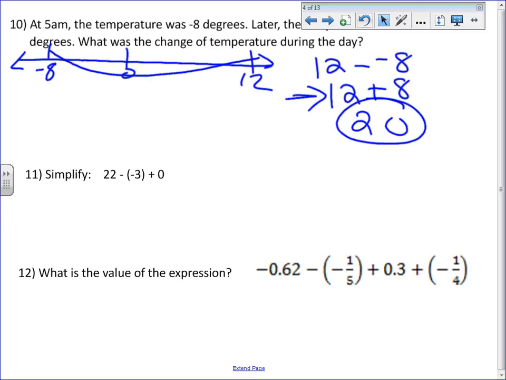Number 11, simplify just means solve. 22 minus negative 3 plus 0, well, plus 0 doesn't mean anything, so you don't have to do anything with that. 22 minus negative 3, keep change, so it's 22 plus 3, plus 0 if you want. 22 plus 3 is 25. 25 plus 0 is still 25.